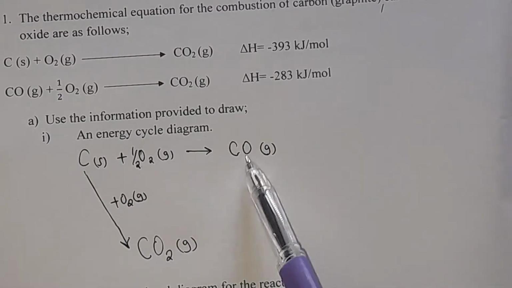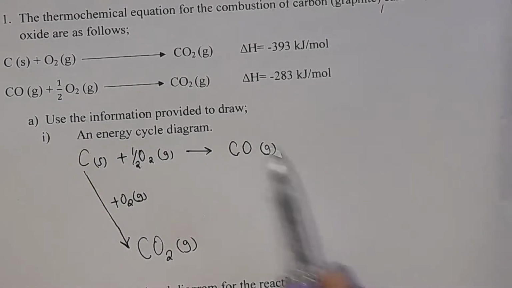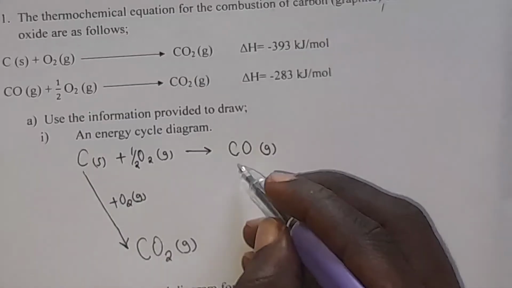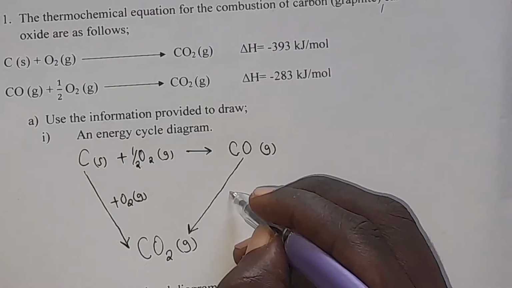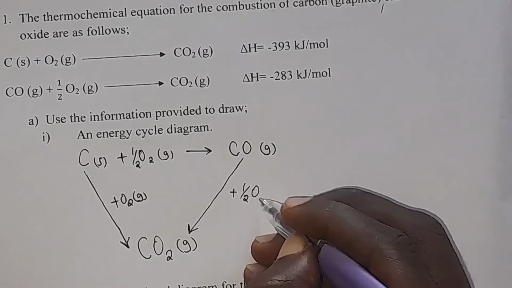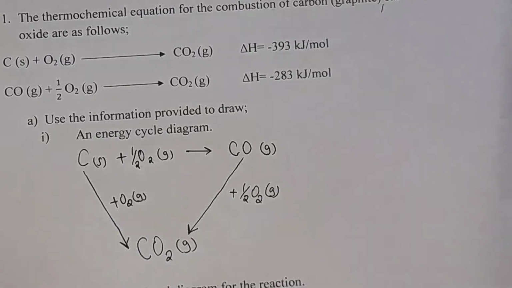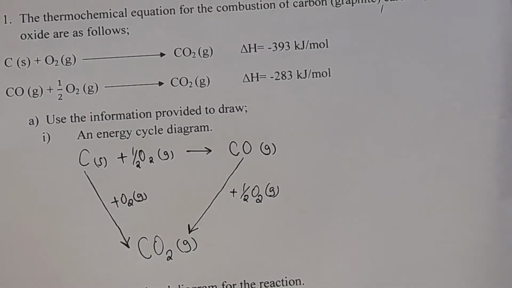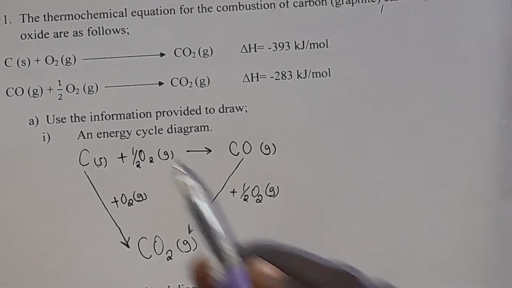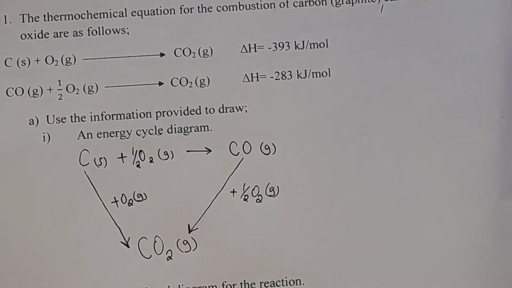In our case, it is here. If it reacts with half of oxygen gas, we are still going to get carbon dioxide. That means we can have another arrow coming from carbon monoxide plus half of oxygen gas, which can give us now carbon dioxide gas. So what we have drawn now is known as an energy cycle diagram. That's how you are supposed to draw an energy cycle diagram.